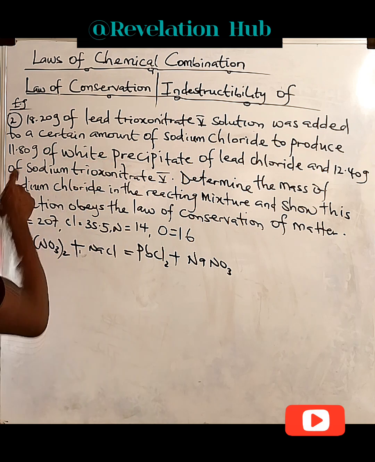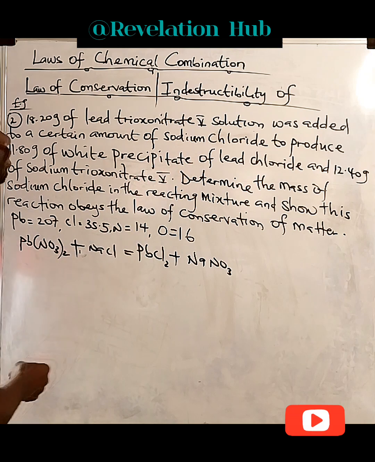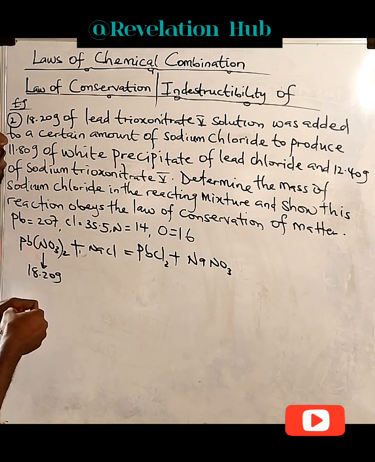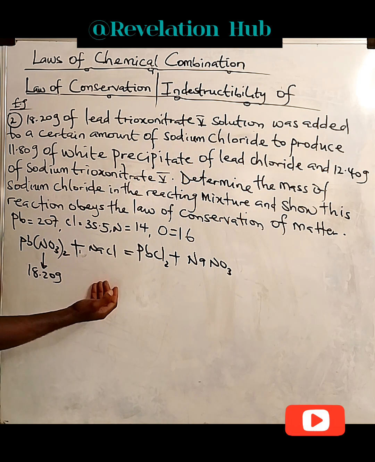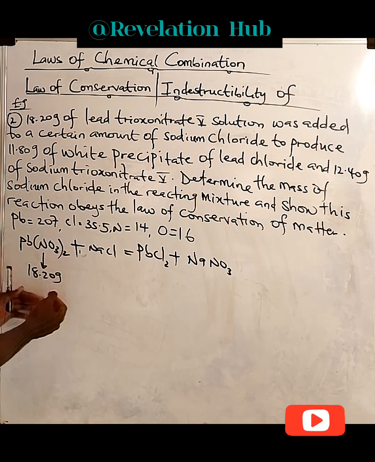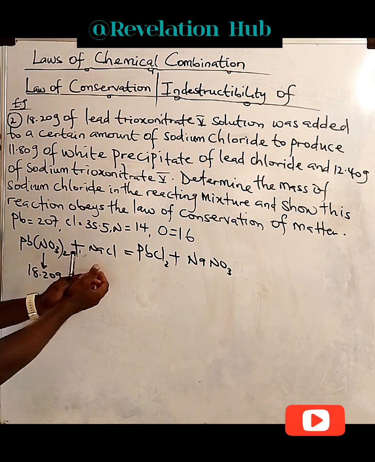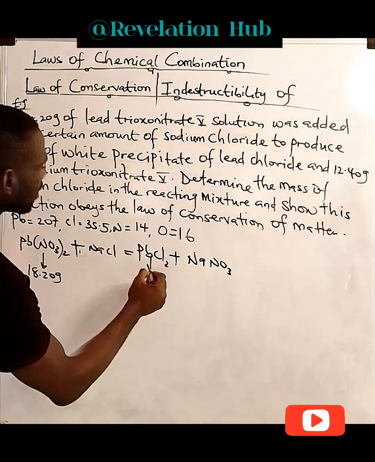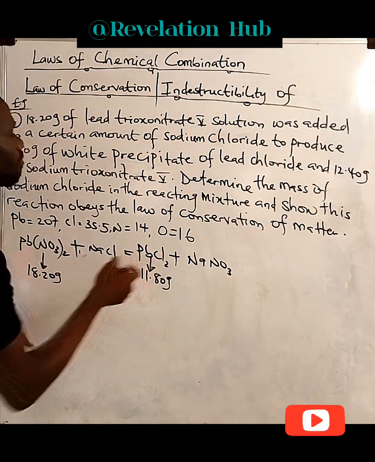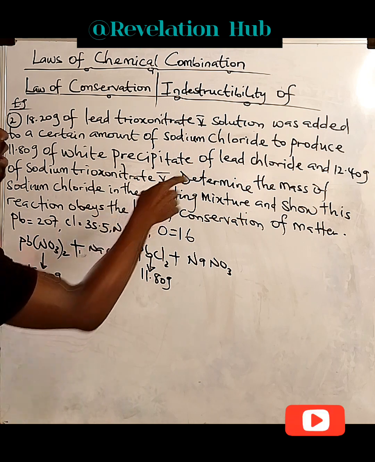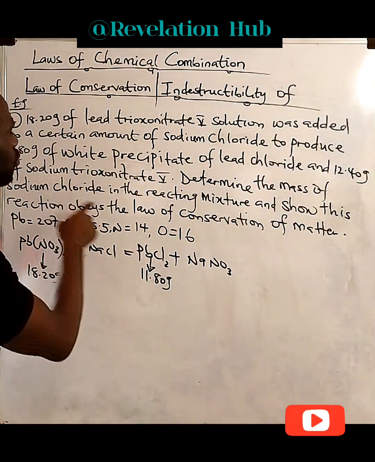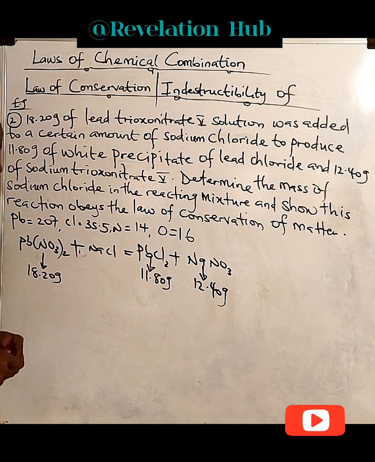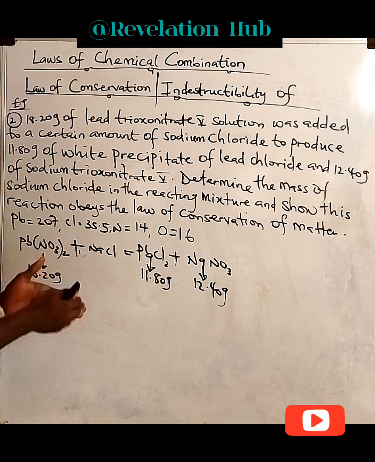Now look at this question. 18.20 gram of lead nitrate solution. Now, this lead nitrate solution is 18.20 gram, and it was added to sodium chloride. Now we are not told the amount of sodium chloride. We are only told the amount of lead nitrate. So 18.20 gram of lead nitrate was added to some amount of sodium chloride, according to the question, to produce 11.80 gram of white precipitate of lead chloride. What was produced? 11.80 gram of lead chloride, that's the white precipitate. And after that, 12.40 gram of sodium nitrate was also produced. But the amount of sodium chloride involved in this reaction was not mentioned.